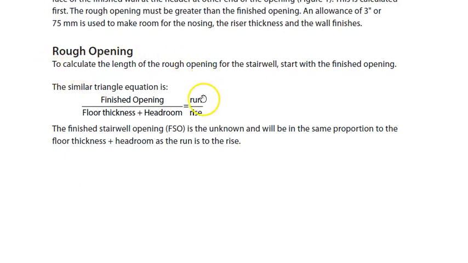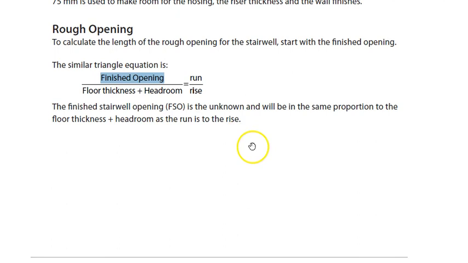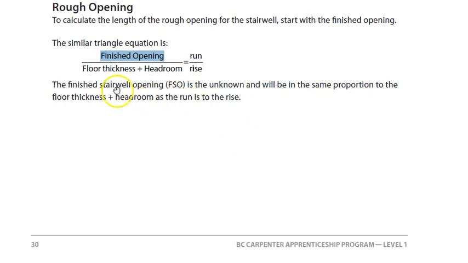Calculate the length of the rough opening of the stairwell. Start with the finished opening. Here's your ratio and proportion. We've dealt with that quite a bit already in the course. Okay, and then it basically becomes a formula based on isolating for your finished opening. And since it's the unknown, we're going to move what's on the bottom here, the floor thickness plus the headroom. We're going to multiply it out on this side, which cancels out, and we're going to bring this up over. So the rise over the run gets multiplied, or sorry, the run over the rise gets multiplied by that.